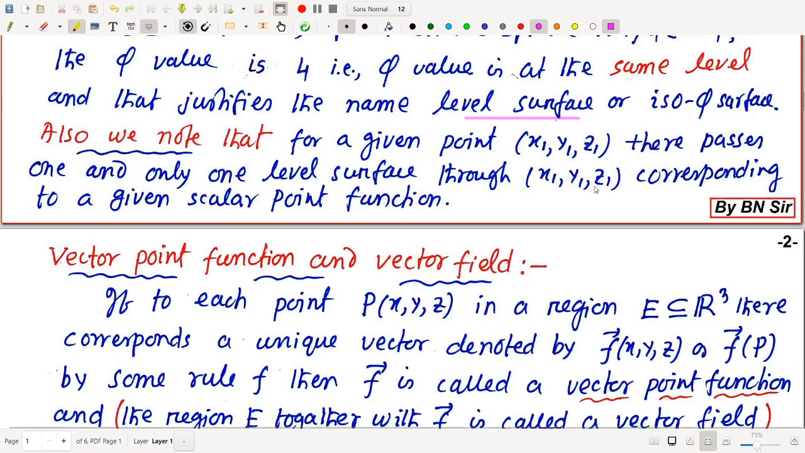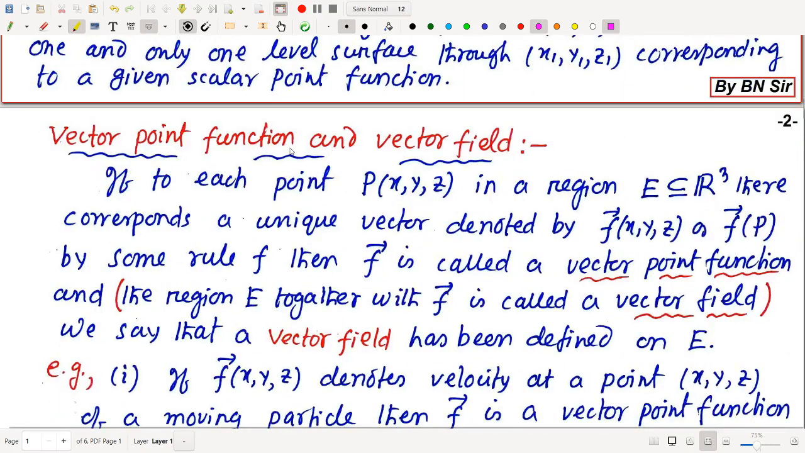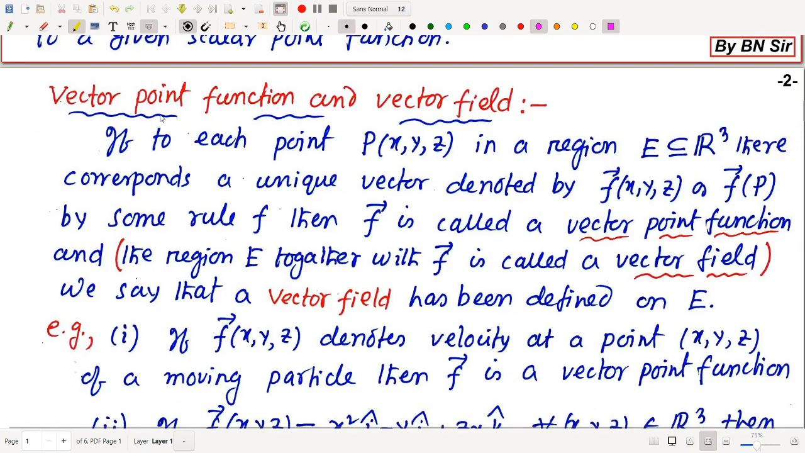If x1, y1 and z1 is a fixed point, then passing through this there will pass one and only one level surface corresponding to a given scalar point function. Of course, if you change the phi of x, y, z, then there will be various surfaces. But for a given function phi of x, y, z and for a given point x1, y1, z1, there passes one and only one level surface. Now we define what is vector point function and vector field.